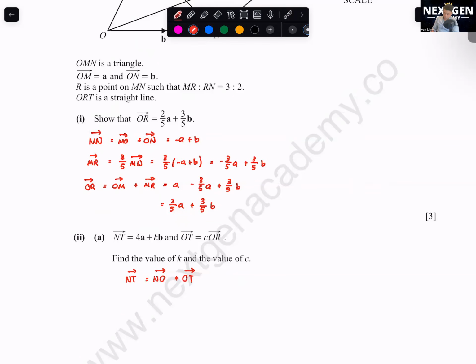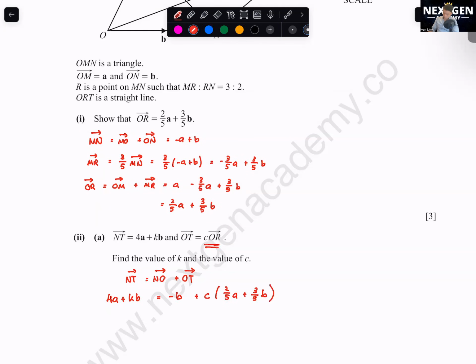Okay, NT, they gave us, is 4A plus KB, equals to NO, which based on the diagram is minus B, plus OT, which is COR. You look in the previous question, we found what OR is. Okay, what's OR? 2/5A plus 3/5B.